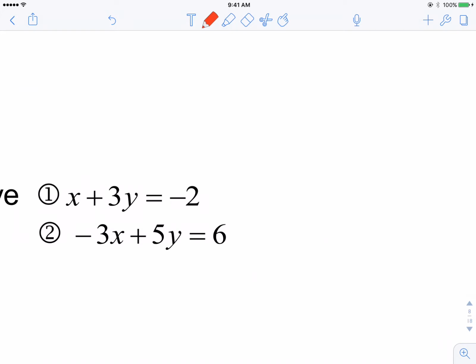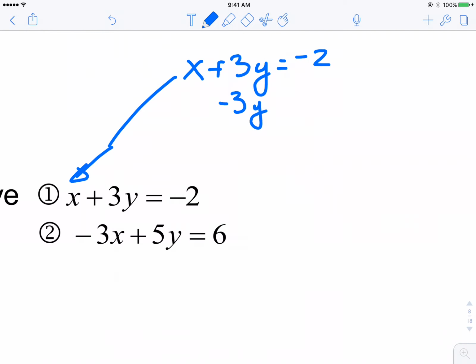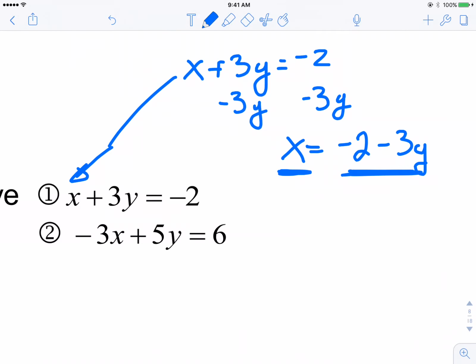So the first thing we need to do is choose one of these equations and rearrange it so that we isolate one of the variables. This variable has a value of -1 as a coefficient. It's going to be an easy one to rearrange. So I take this equation, x plus 3y is equal to -2, and I simply subtract 3y. If I subtract 3y, then I end up with x is equal to -2 minus 3y. So here I have x is equal to this. I can take this and put this in for x into my second equation, and that's what I do.